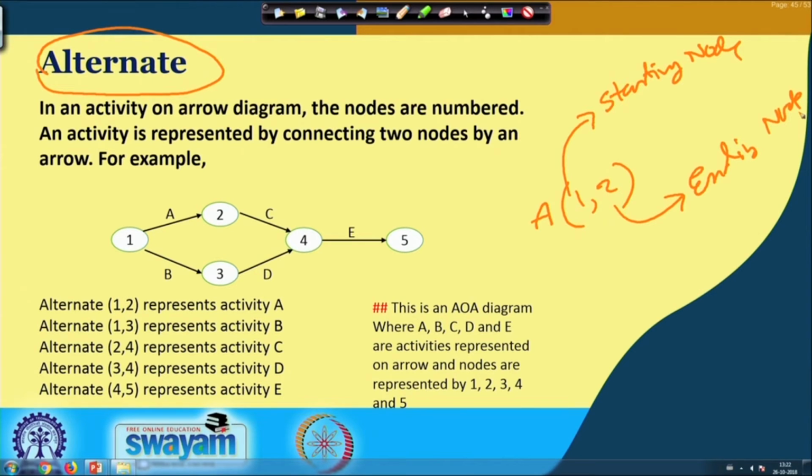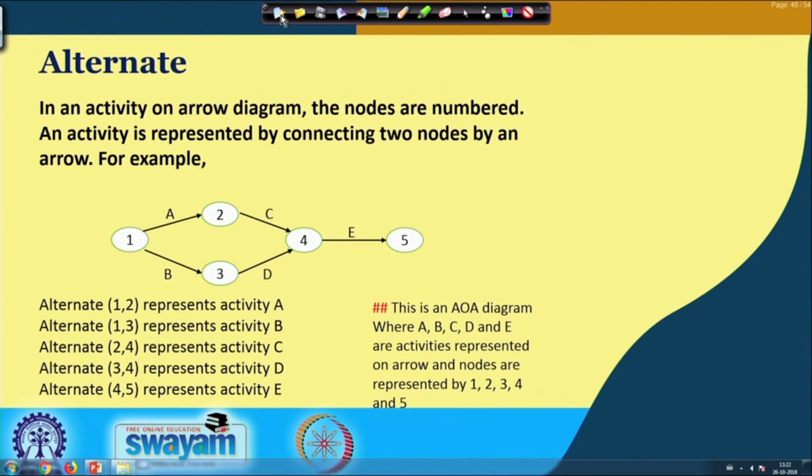So, basically it is an array in computer programming, and in that array it shows the starting node and ending node. So, either graphically or during the analysis this can be easily represented and easily analyzed. So, basically the alternate is a type of representing different activities by giving the starting node number and ending node number under the bracket. Okay. So, this is another type of representation of the activities in a different form.